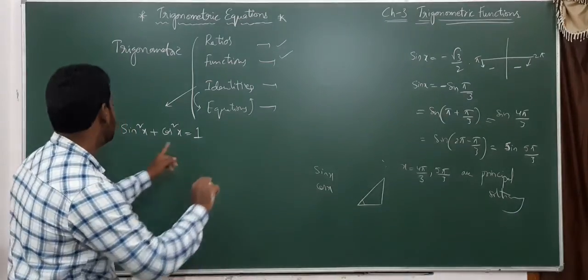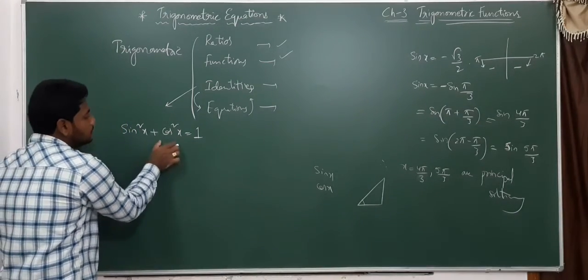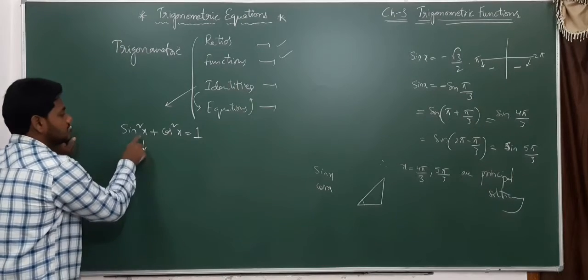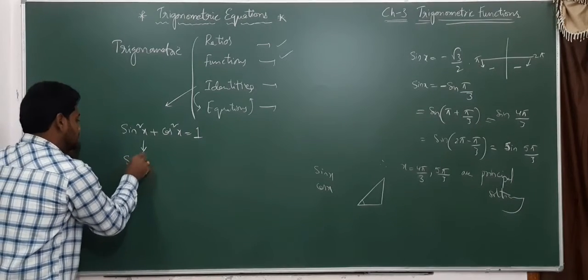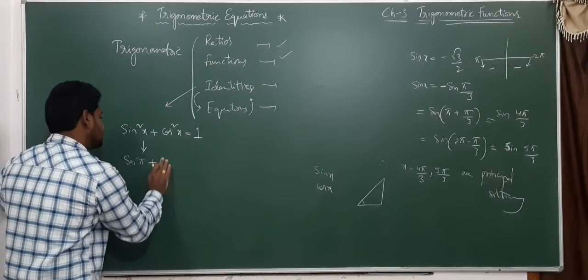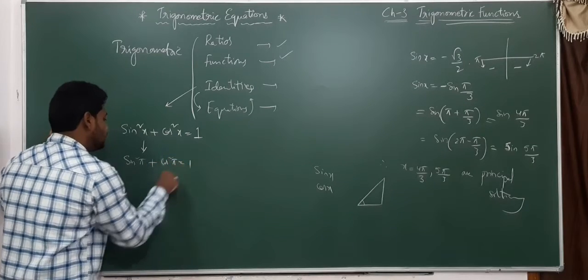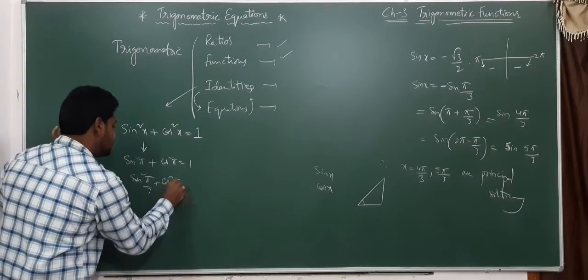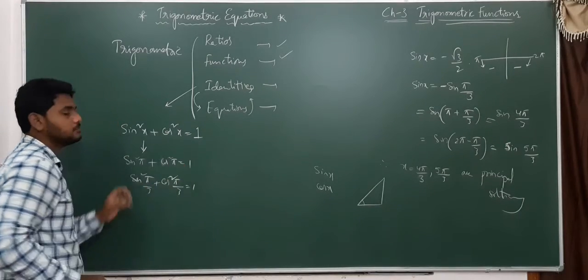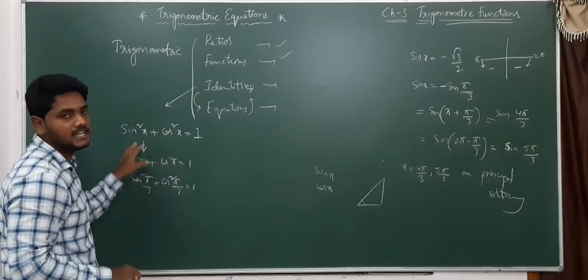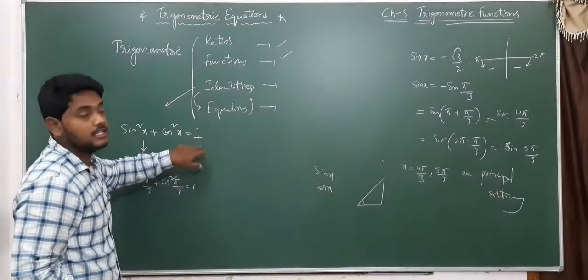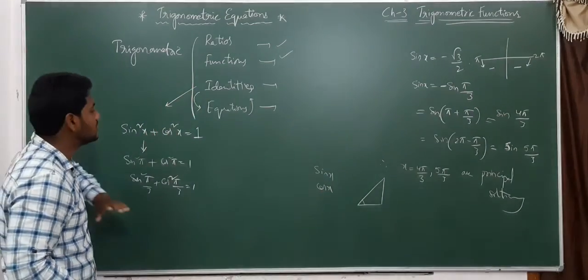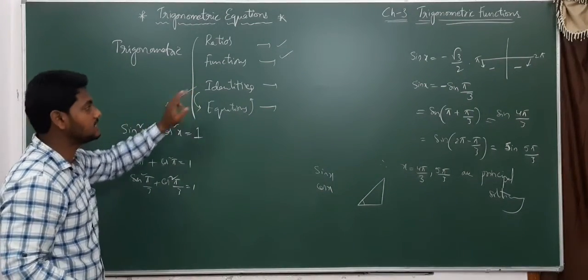Why? Because sin square x plus cos square x is equal to 1. If you substitute any angle x, it may be sin square pi plus cos square pi is equal to 1, or sin square pi by 3 plus cos square pi by 3 is equal to 1. If you substitute any angle instead of x, it will satisfy. So those we call trigonometric identities.